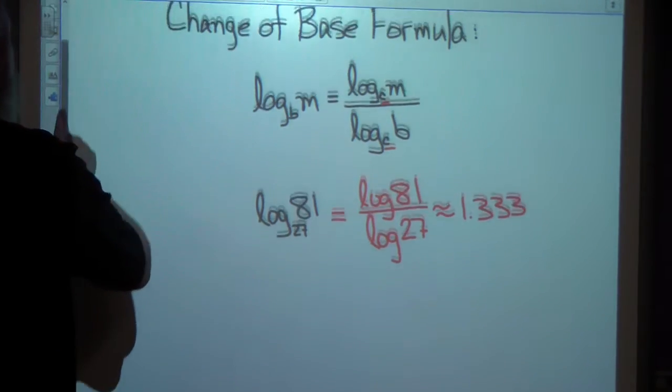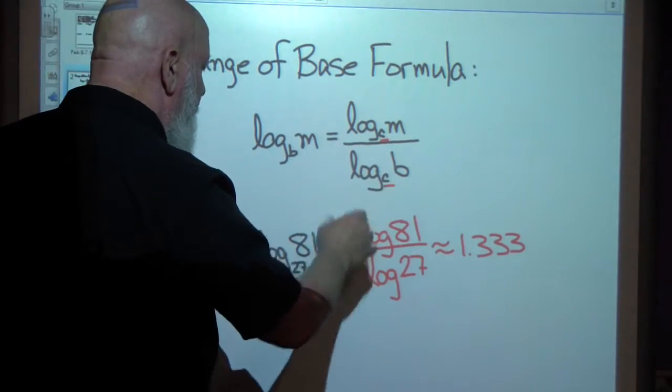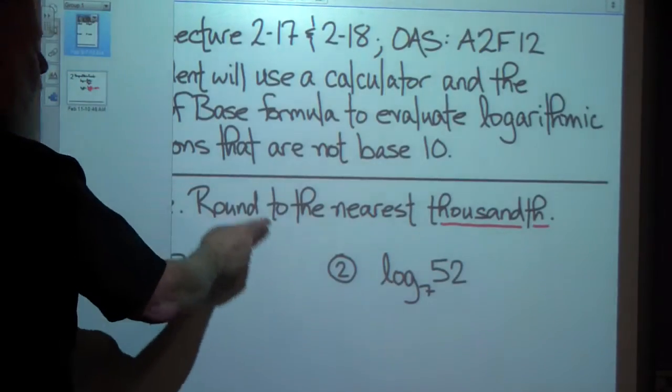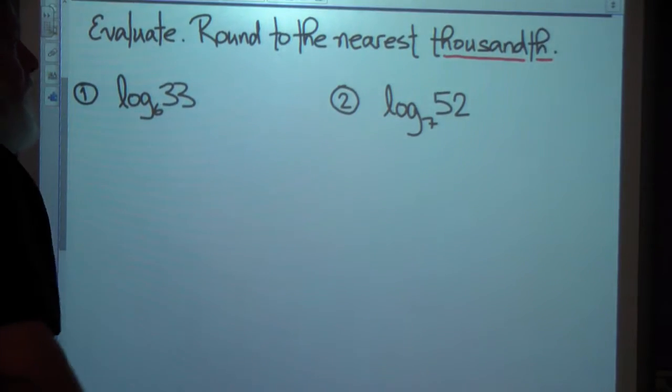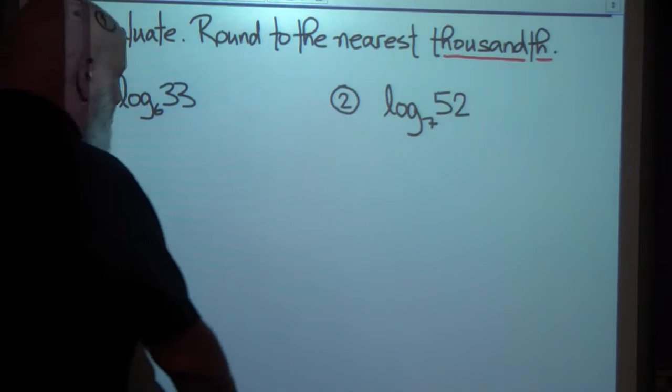Let's go back to our lecture. That's the change of base formula in general. Here's how it works. And I'm just going to do a few examples of that, and you'll be ready for your worksheet, hopefully. Evaluate, round to the nearest thousandth.